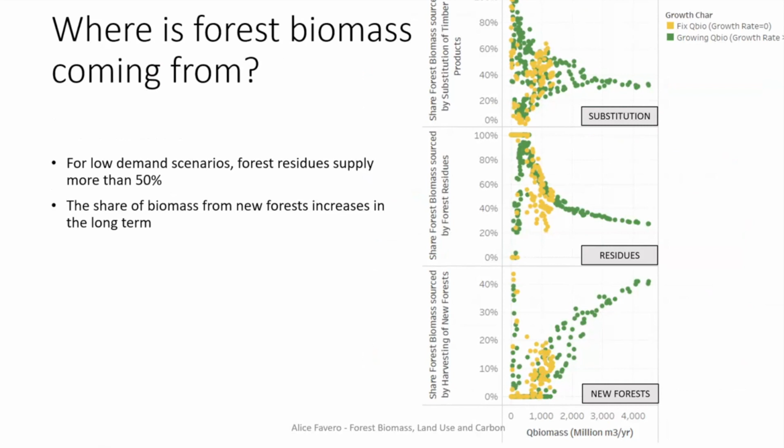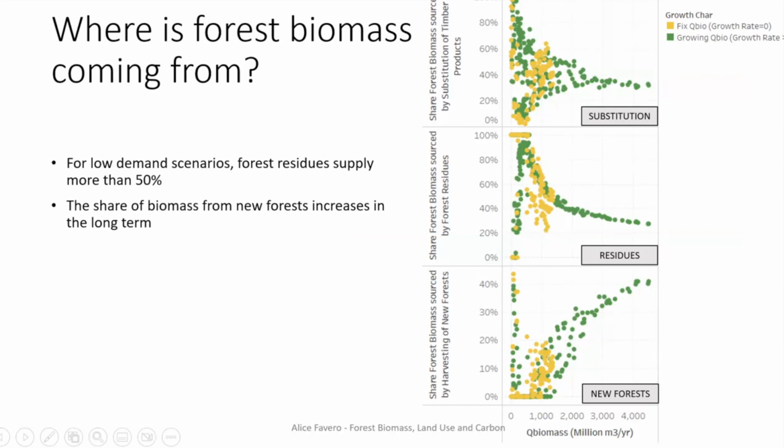One is by substituting some traditional timber products to meet the new demand. And it's what you have at the top. So down here on the x-axis, there is forest biomass demand, starting from a very small amount up to 4,000 million cubic meter per year. And here you have the share of this demand sourced by substitution of timber products.